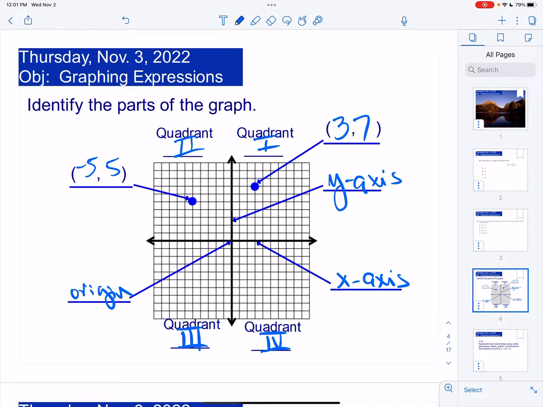So the coordinates in quadrant 1 are always going to be positive, positive. The coordinates in quadrant 2 are going to be negative, positive. In quadrant 3 they're going to be negative, negative. And in quadrant 4, they're going to be positive, negative. So that's what our graphing is about.